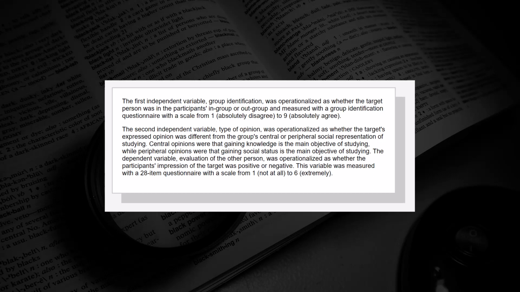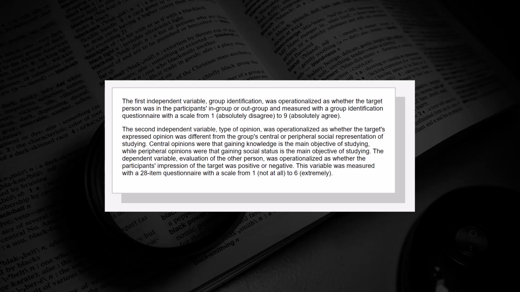They defined it as whether the target person was in the participants' in-group or out-group, and they measured it with a questionnaire using a scale from 1, which meant absolutely disagree, to 9, which meant absolutely agree. Their second independent variable was type of opinion. It was defined as whether the target's expressed opinion was different from the group's central or peripheral social representation of the verb studying. The group's central opinion was that gaining knowledge is the main objective of studying, while their peripheral opinion was that gaining social status is the main objective.